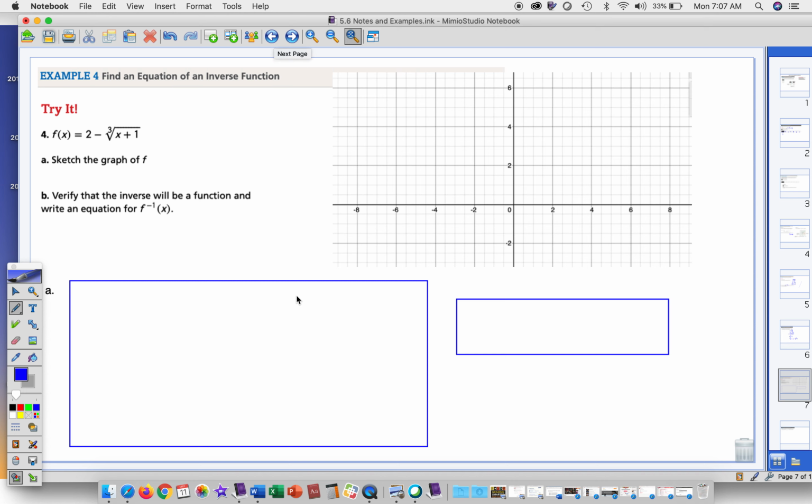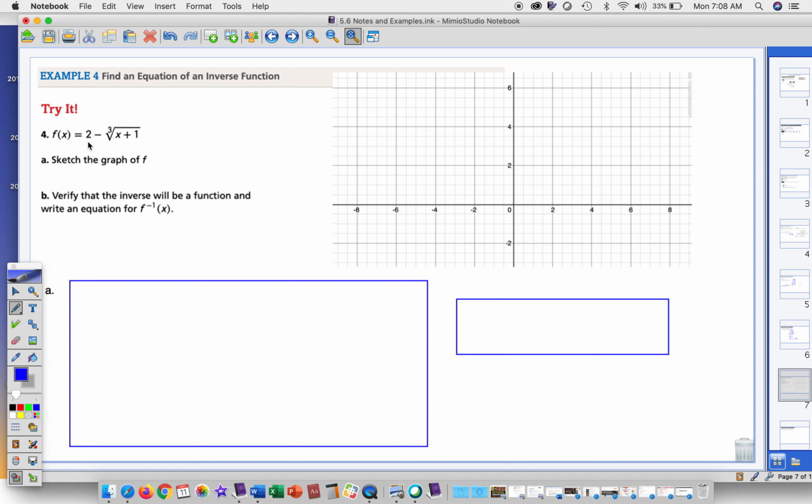Okay, so here's the try it. For this one, you're asked to sketch the graph of f, which is 2 minus cube root of x minus 1. Okay, think about your transformations. You've got 3 things going on here. That plus 1, that would make the graph shift which way? Hopefully you said to the left, right? So it's going to go left 1 unit.